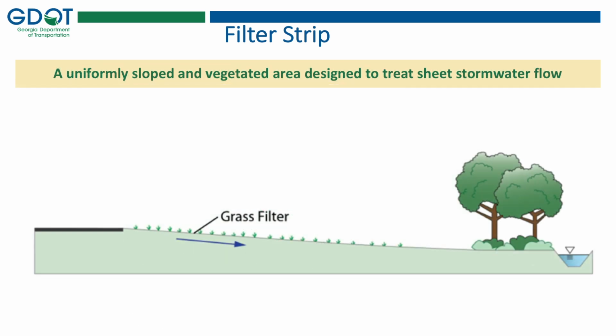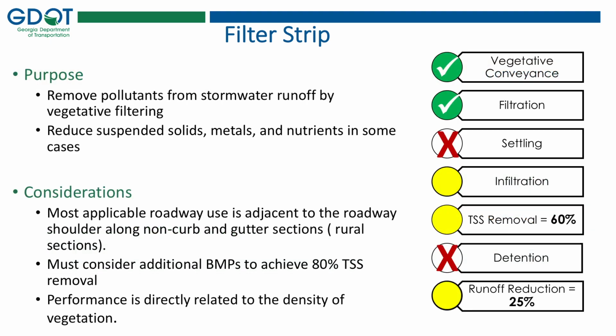A typical grass shoulder in a rural roadway cross-section can often be used as a filter strip. The area should be uniformly sloped and densely vegetated, and typically is 25 feet to 50 feet in length, measured perpendicular to the roadway. Filter strip slope should be between 2% and 25% as measured perpendicular to the roadway. The primary treatment mechanism for a filter strip is vegetative filtration.